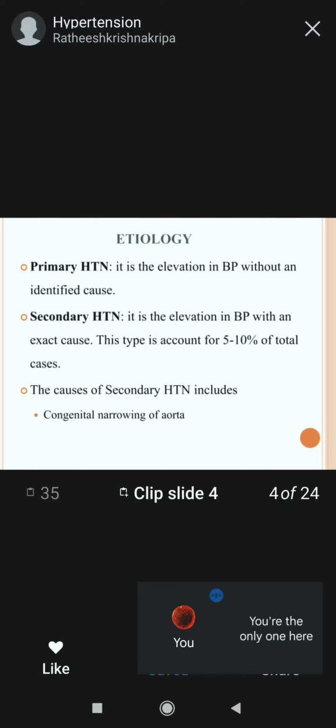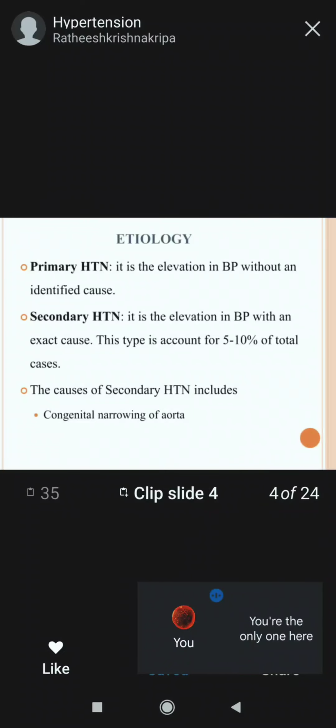And the second type is secondary hypertension. It is an elevation of BP with an exact cause. It accounts for 5 to 10% of total cases. So causes of secondary hypertension include congenital narrowing of the aorta. Congenital narrowing of the aorta means our arteries supply pure, oxygenated blood, so the size is narrow and the blood circulates under very high pressure.